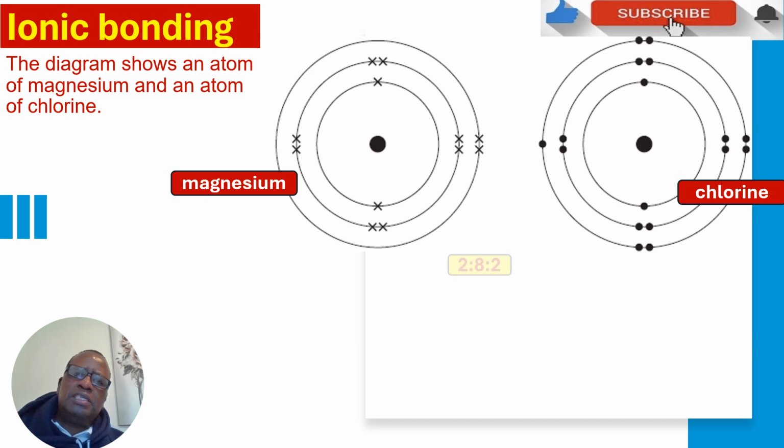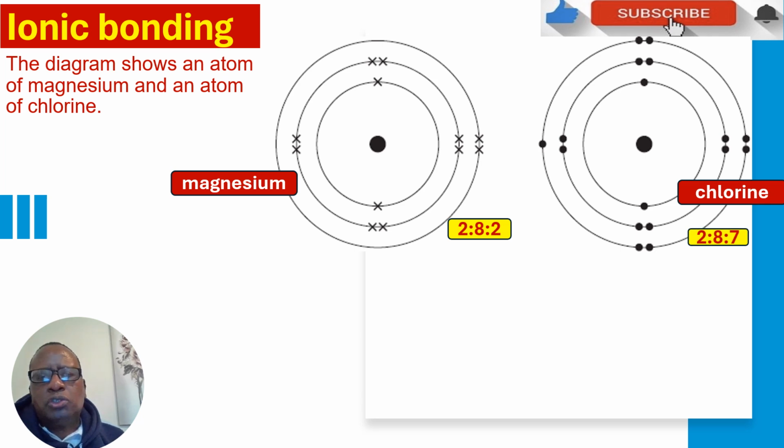Well done. Magnesium is 2,8,2, chlorine is 2,8,7. So this means magnesium has got 2 electrons in the outer shell and chlorine has got 7 electrons in the outer shell. It's in group 7.